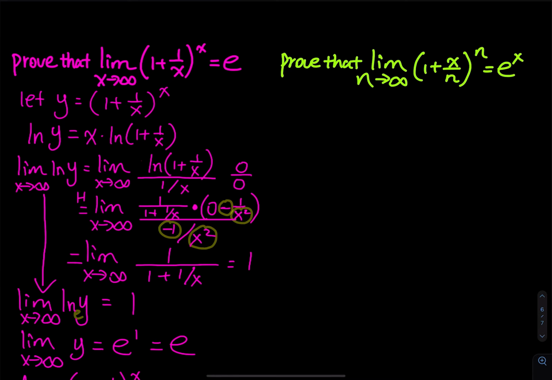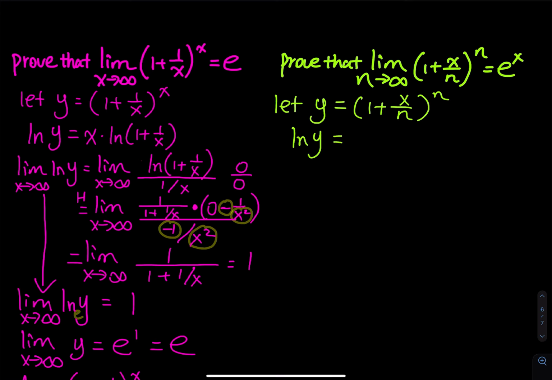So in this situation, you have to let y equal the entire function, and then we take ln on both sides to bring the n down. So let y equal the function (1 plus x over n) raised to the n power. Then we take ln on both sides, so ln y equals, bring the n down, n times ln of (1 plus x over n), and then we take the limit on both sides.